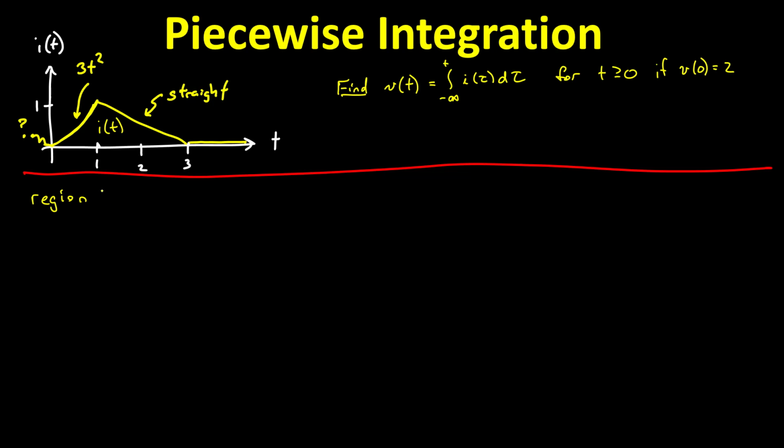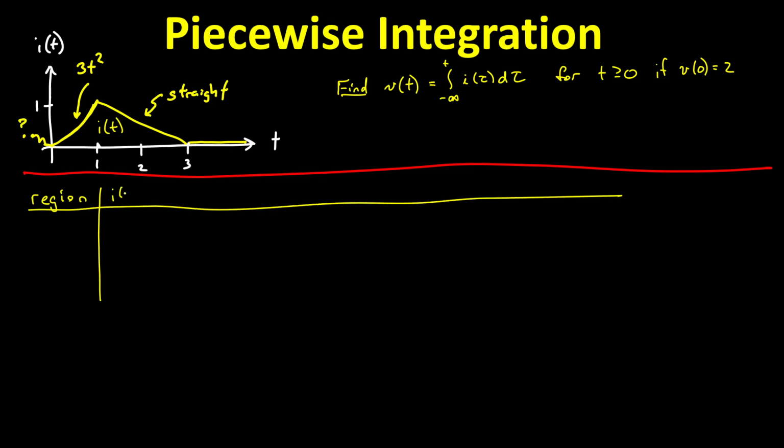We're going to integrate over different regions, and we're going to figure out what those regions are by noting that they have to have a single formula for i of t. So for this particular problem, our first region is going to be between 0 and 1, because in that region, i of t is equal to 3t squared. And in our next region, between 1 and 3, we can figure out what the value is for i of t in that region. We'll do that in a moment.